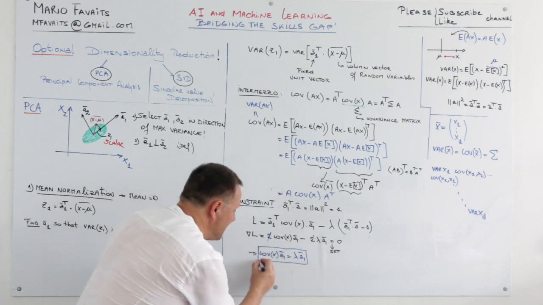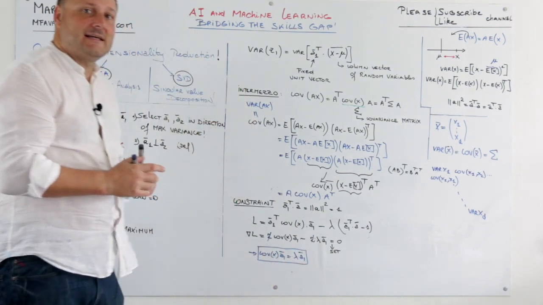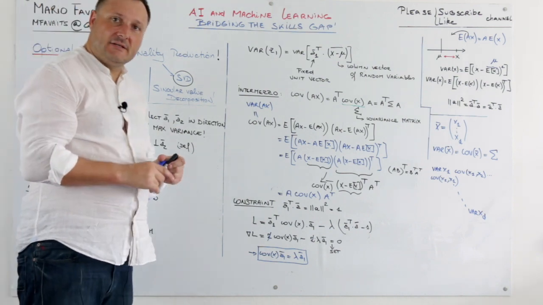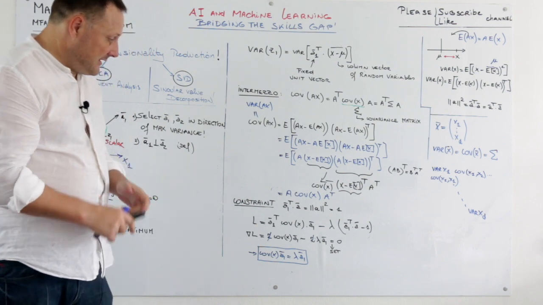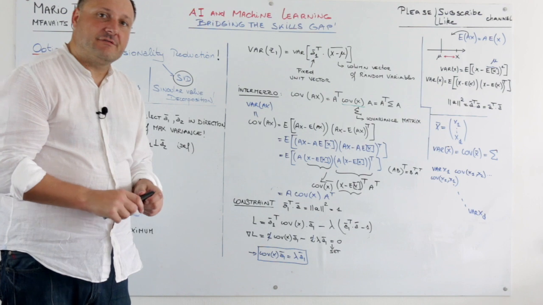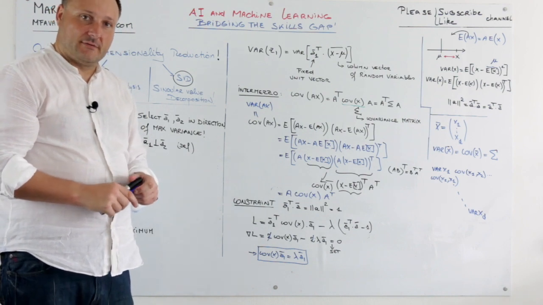And basically what this formula is saying, and we've seen this in the linear algebra refresher, is that A1 is the eigenvector of the covariance matrix.